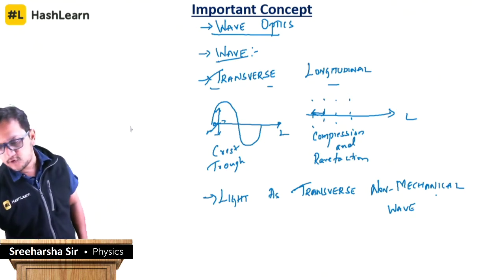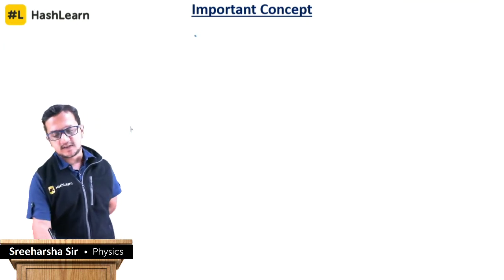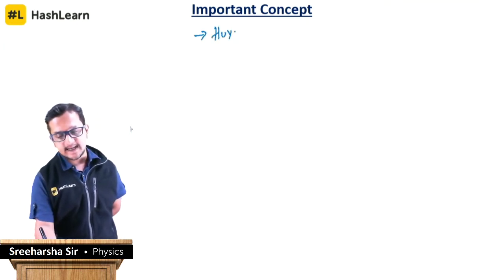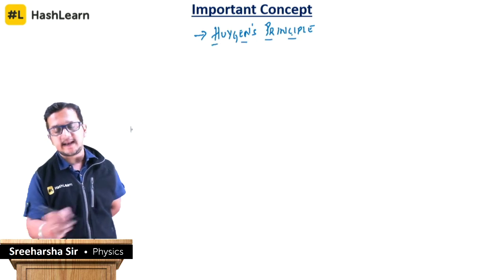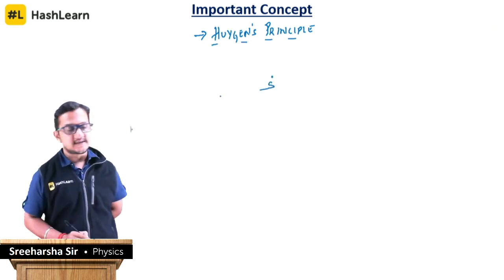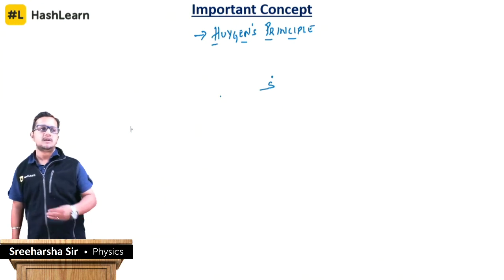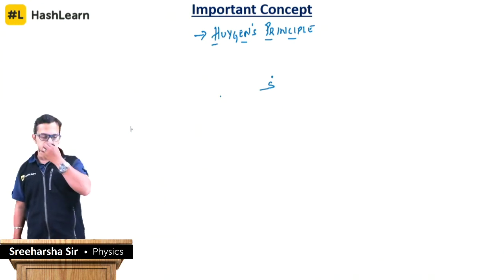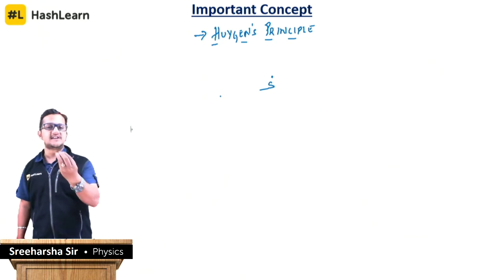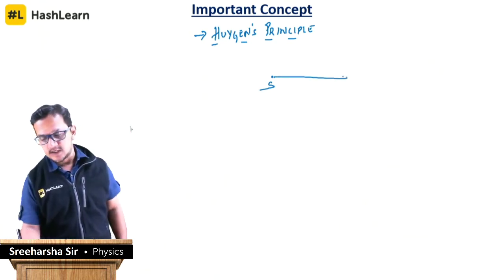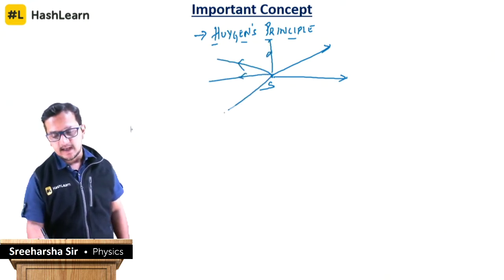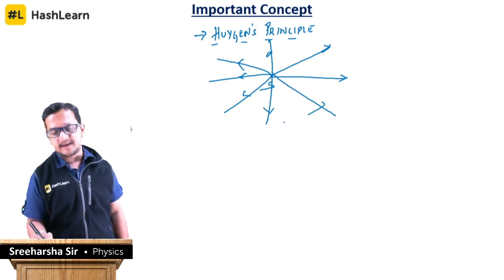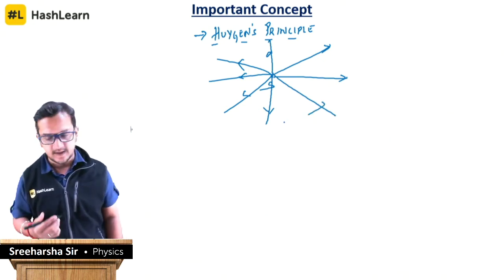Now, before we start the main concept, the first important concept is called Huygens principle. What actually is Huygens principle? If you take a source S, which is a point source, it emits light in all directions. This is the direction in which the light rays are emitted, and here you have particles which are vibrating perpendicular to the propagation of light.